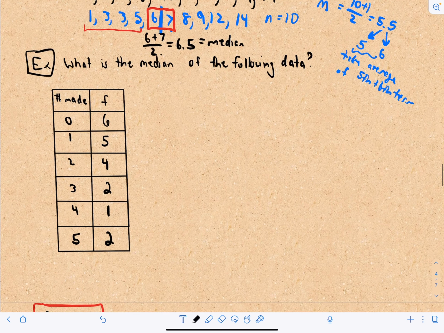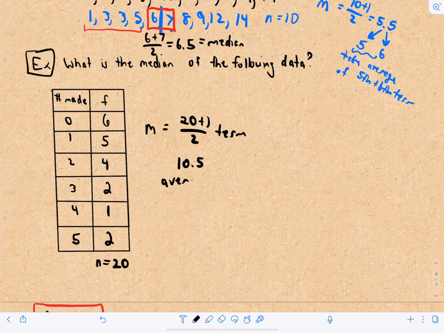So again, this is the number of free throws made. If we add up the frequency, notice we've got 20 people total. So if I find the median, that's going to equal the 20 plus 1 divided by 2 term. So what is that? That's going to be 10.5. So we'll take the average of the 10th and 11th term. Well, we don't have them listed out, but we can figure it out from the frequency table.